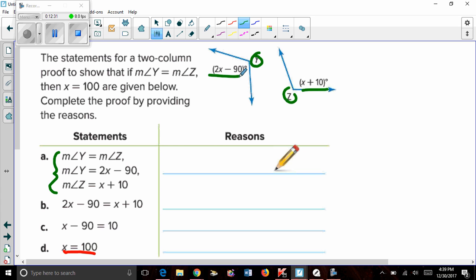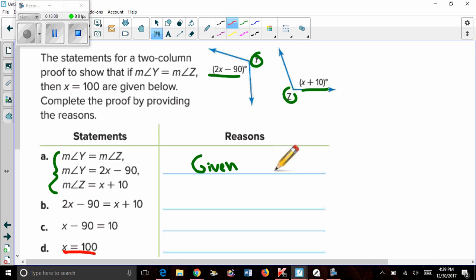Every proof is going to start with a very simple reason. The very first statement always has the reason that it is given. All you're going to have to write is given. That is our given information. It's already there. I didn't even have to do any thinking to get it. Now let's talk about the first reason we're going to have to come up with on our own.